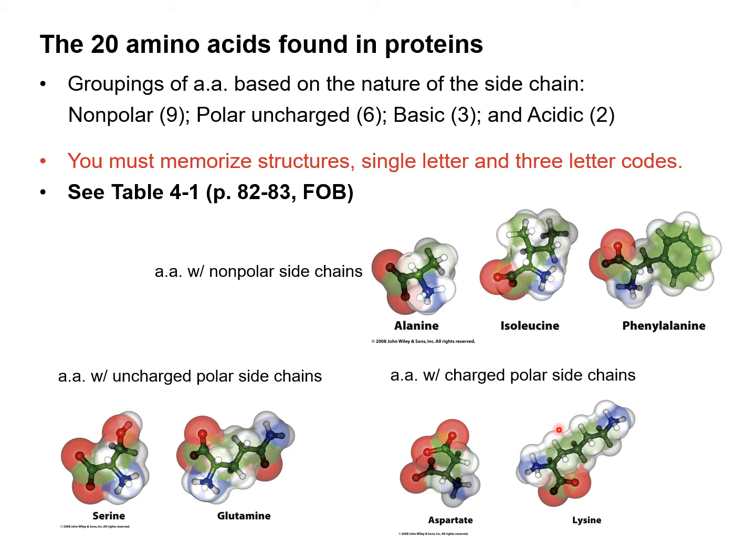Here are some examples of the amino acids with their side chains indicated as a structure. The amino acids with the nonpolar side chains are alanine, which has a methyl group as a side chain, isoleucine, which has a hydrocarbon, or phenylalanine, which has a phenyl ring. And also, amino acids with the uncharged polar side chains include serine and glutamine. And amino acids with charged polar side chains include aspartate, or aspartic acid, and lysine too.